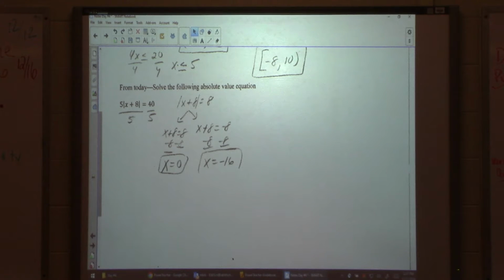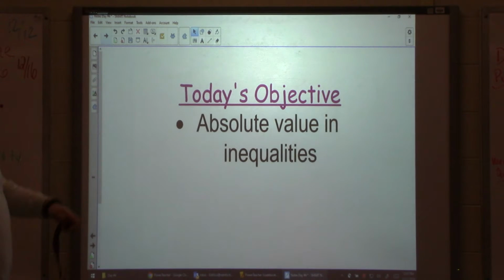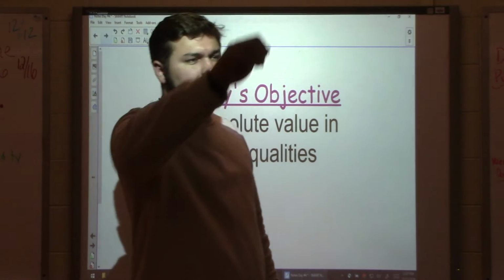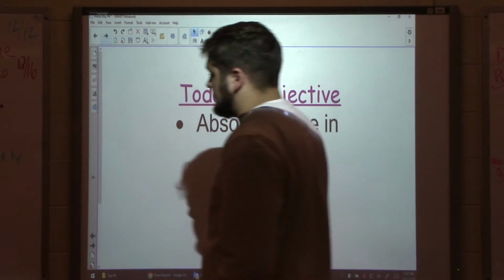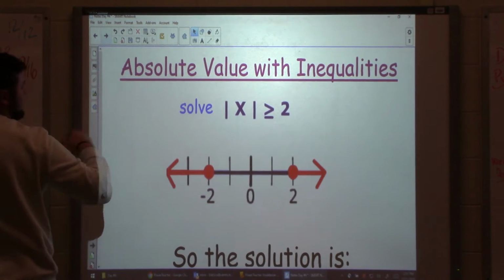Okay. Alright, did anyone have questions on that exit slip? Okay, cool. So, yesterday we talked about solving absolute value equations, right? On Friday we talked about solving inequalities, correct? Today we're going to combine the two things. We're talking about solving absolute value inequalities. So, we get started here.